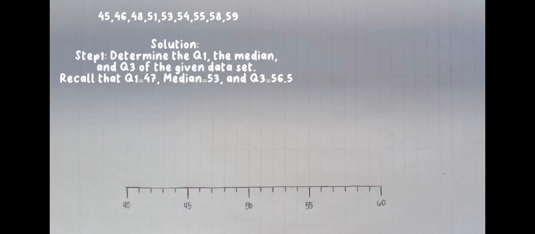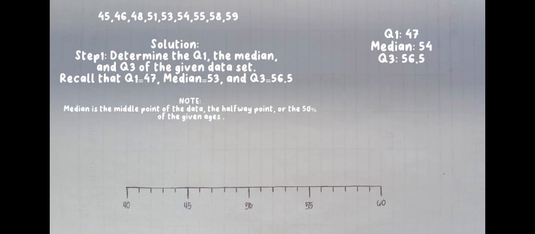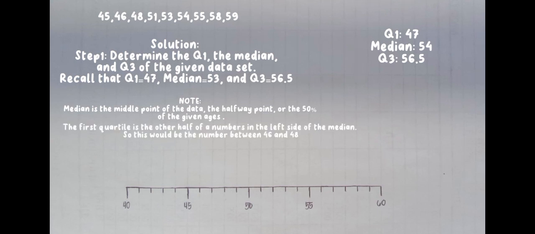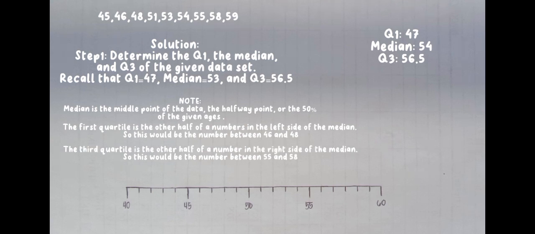So we have here a step-by-step solution. Step 1 is determine the first quartile, the median, and third quartile of the given dataset. Recall that first quartile is equal to 47, median is equal to 53, and the third quartile is 56.5. Note, median is the middle point of the data, the halfway point, or the 50% of the given ages.